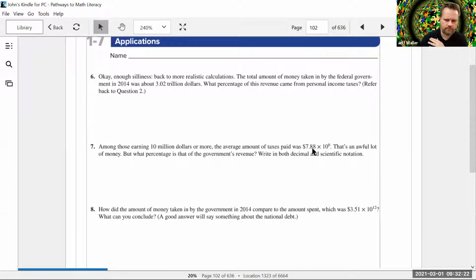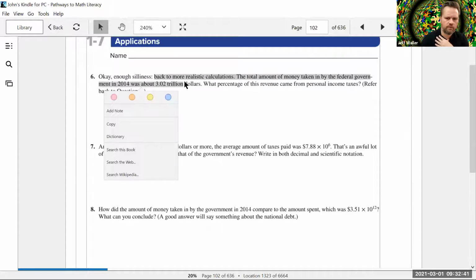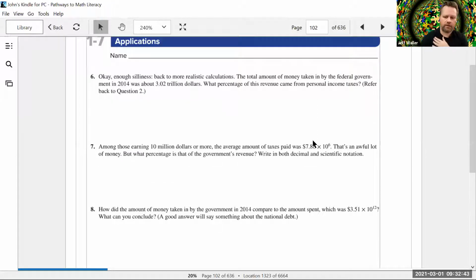So how do I set up a percentage? You would write it all out, and then you would divide. Divide what by what? The average amount. Would you divide 7.88 times 10 to the 6th power over 3.02 trillion? Yes, exactly. You want to know this out of this. Part divided by whole. I love it.